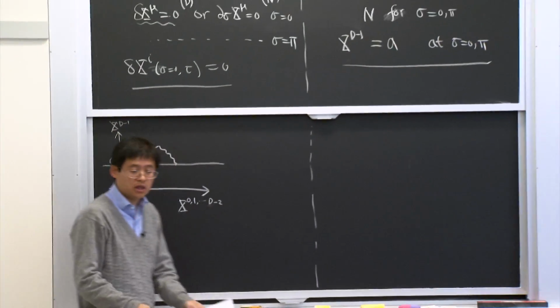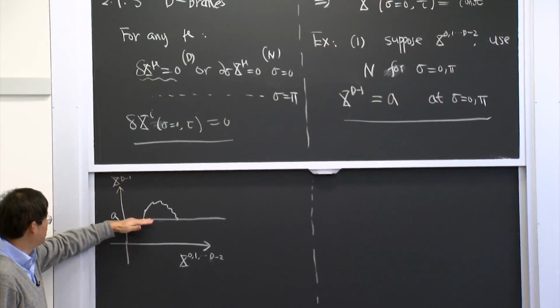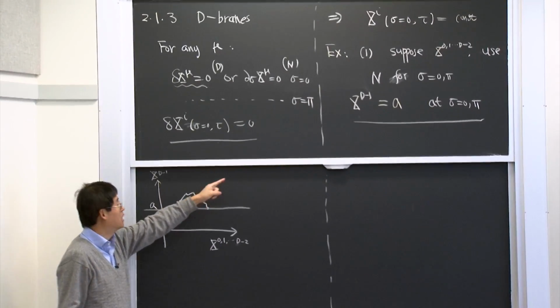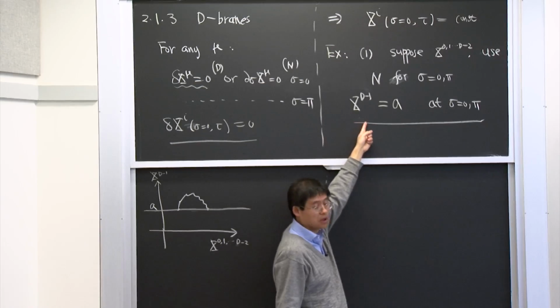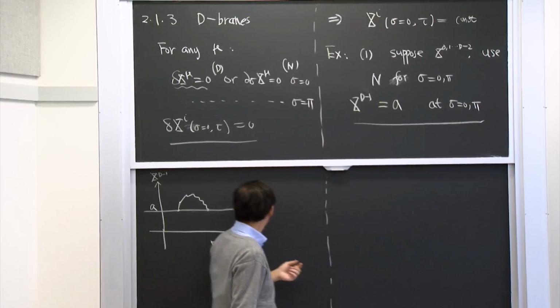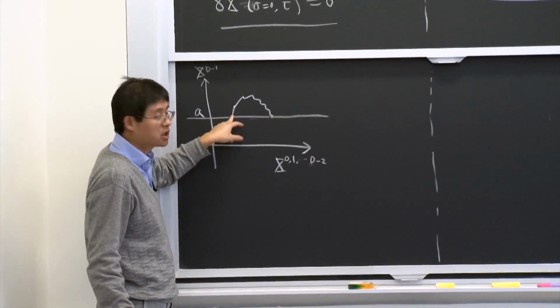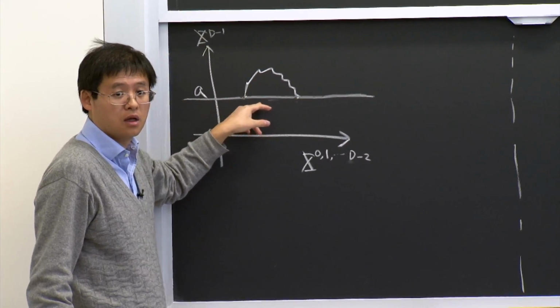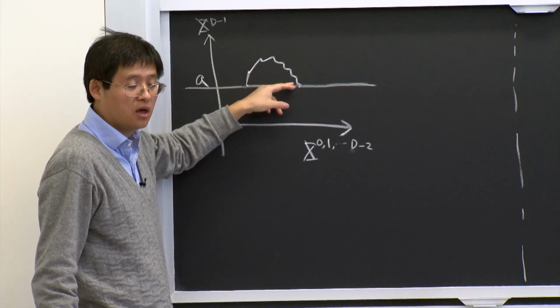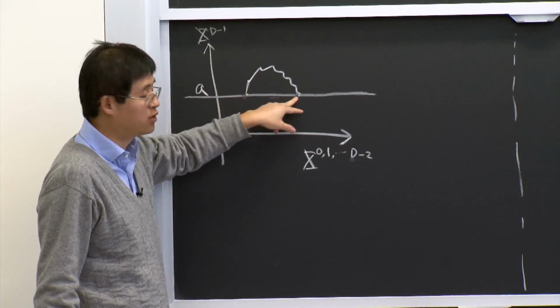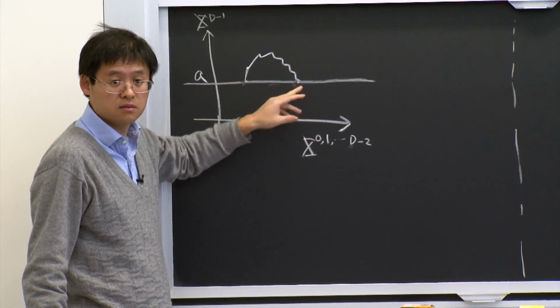It just says let's consider x d minus 1 equal to a, which is a hypersurface in space-time, and this condition means that the endpoint of the string must be restricted to this surface. The interior of the string can have fewer restrictions, but the endpoint has to be on this surface. Okay, is this clear?